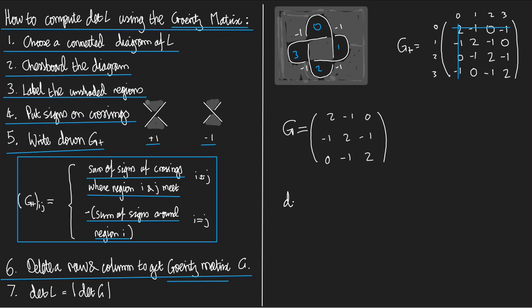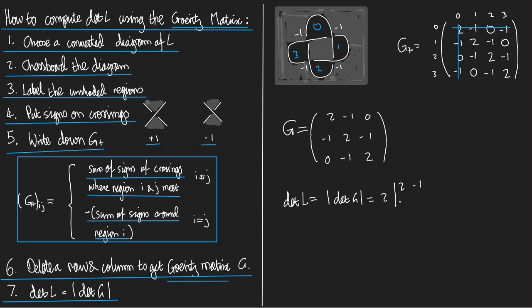So then det L is the absolute value. Sorry, this is step 7. I went on to it without saying. Det L is the absolute value of the determinant of G. So det L is the absolute value of det G, which is what? Well, it's 2 times the determinant of, let's do it this way.